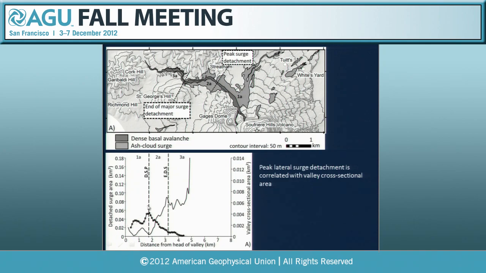Like I said, that peak in surge detachment is negatively correlated with cross-sectional area, so there's some critical cross-sectional area that is related to the volume of the flow.